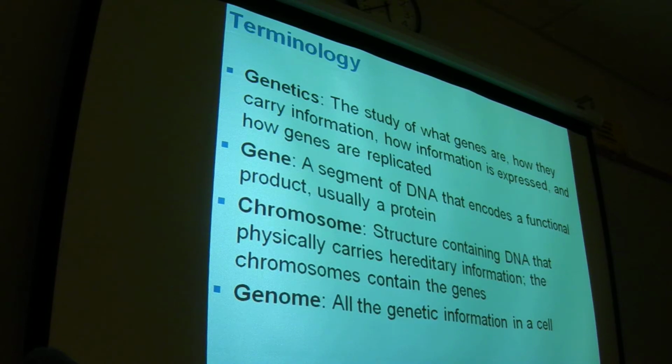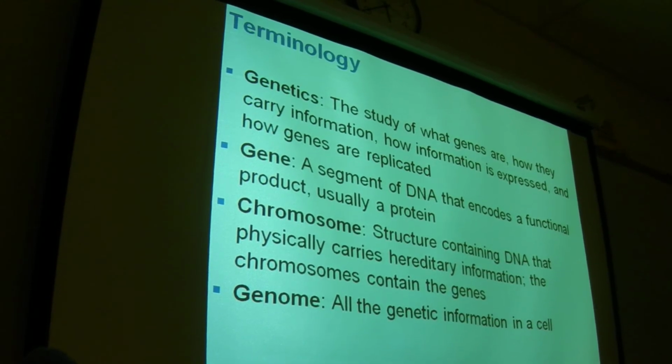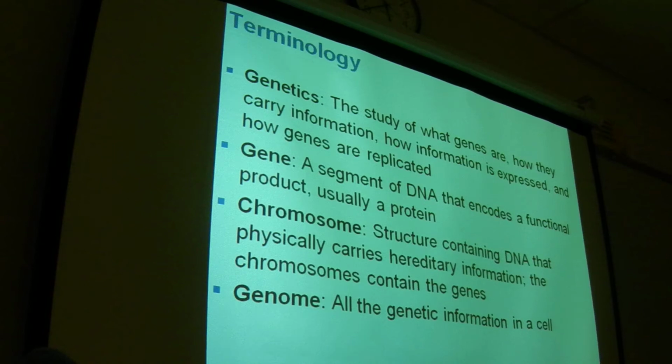Let's start with some definitions. Genetics is the study of what genes are, how these genes carry information, how that information gets expressed, and how those genes get replicated. A gene is a segment of DNA that codes a functional product, usually a protein. In our case, we'll solely be looking at genes that make proteins. A chromosome is a structure of DNA that carries the genes. And a genome is basically a combination of all the genetic information in the cell.